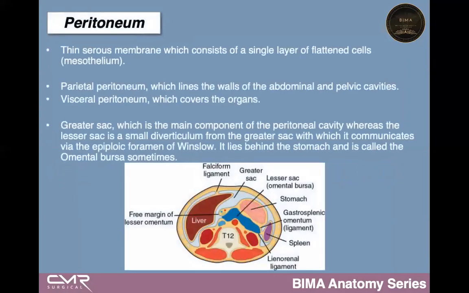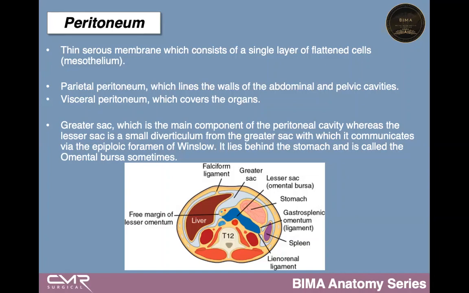So you have the peritoneum. The peritoneum is a thin serous membrane which consists of a single layer of flattened cells. These flattened cells are known as mesothelium. In terms of the peritoneum, we can differentiate it into two different components. You have the parietal peritoneum, which is lining the walls of the abdominal and the pelvic cavities. And then you have the visceral peritoneum, which is covering the internal organs.